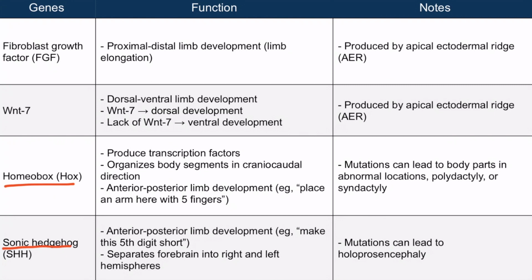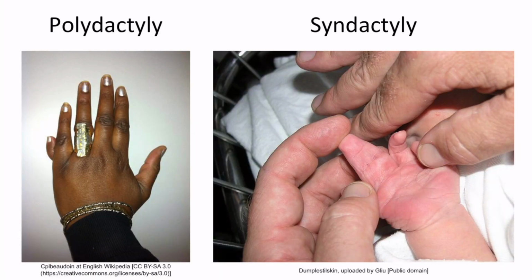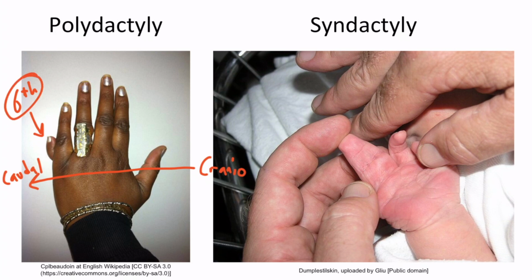And if the Hox genes or sonic hedgehog genes are messed up, you can get some weird problems. For example, with Hox genes, if there are mutations, it can lead to body parts in abnormal locations. Most commonly, patients get polydactyly or syndactyly. The image on the left shows an extra finger, or 6th digit, and Hox genes are responsible for craniocaudal patterning. So cranial being here, and then caudal being down here. So it made the mistake of saying that there should be this extra digit. So this would be called polydactyly.